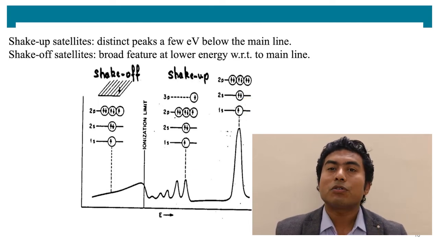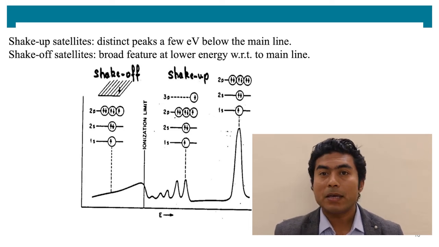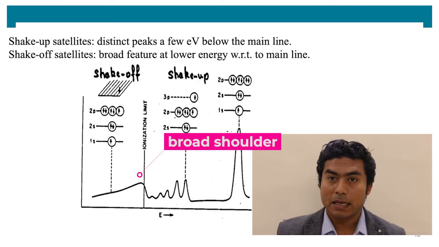If the valence electron is ejected completely to the continuum, it appears as a broadening of the core level peak and contributes to the inelastic background. We call it shake-off satellite.